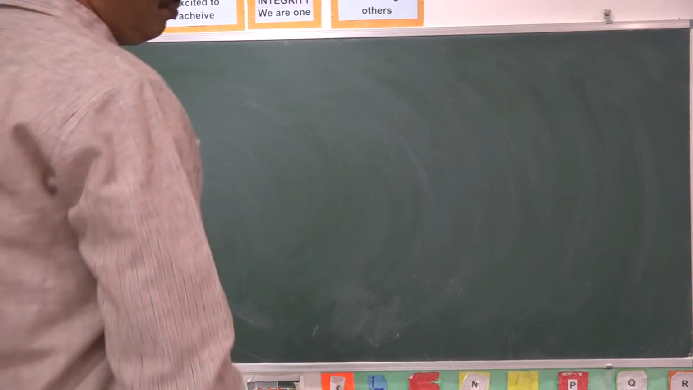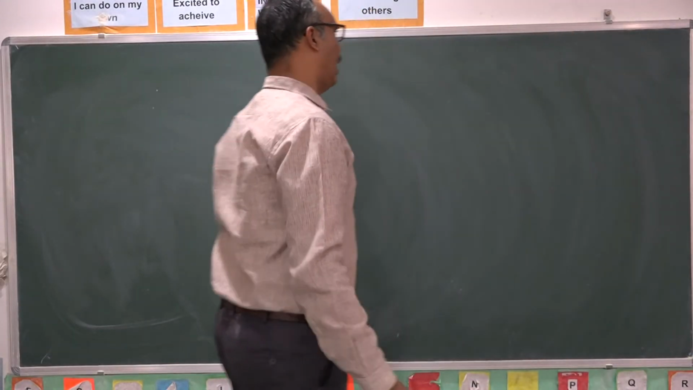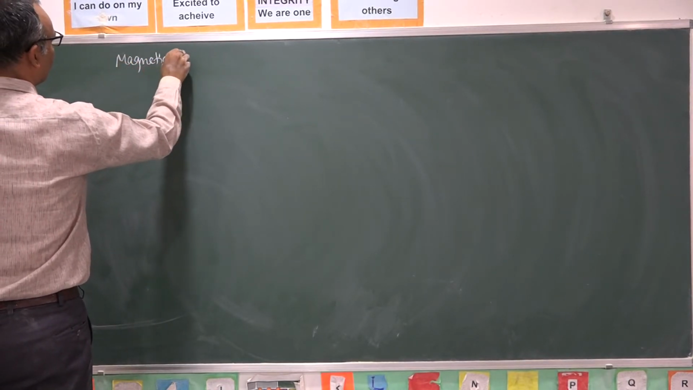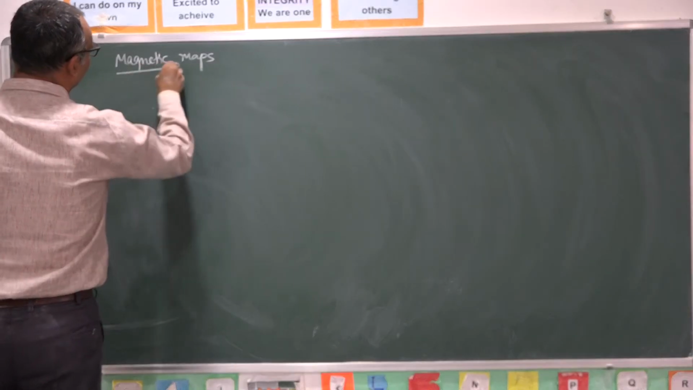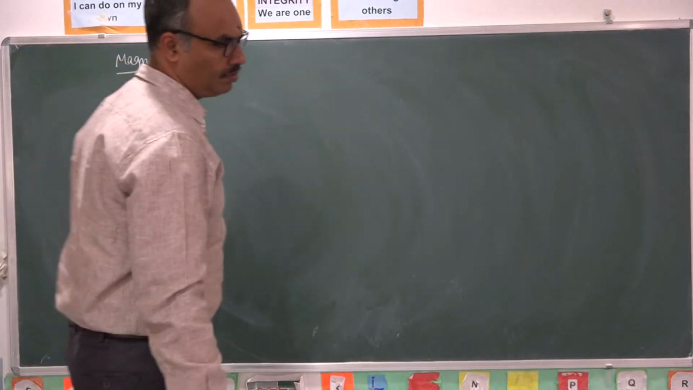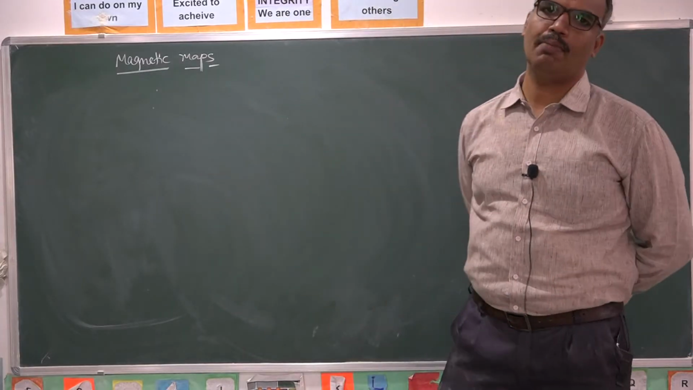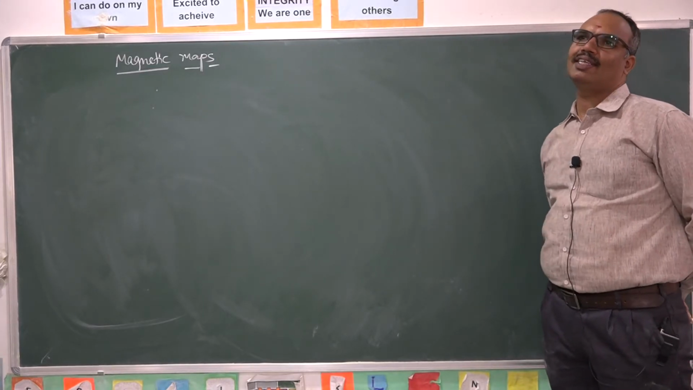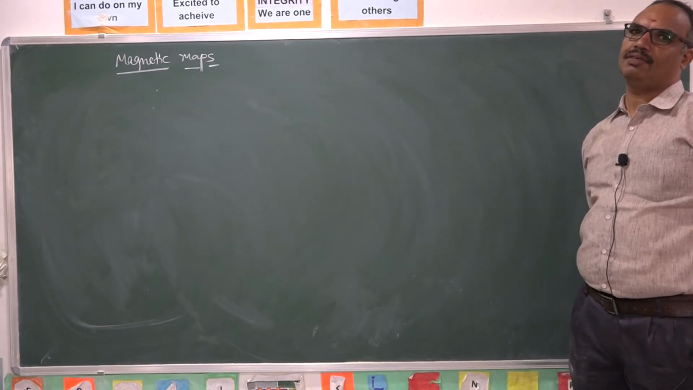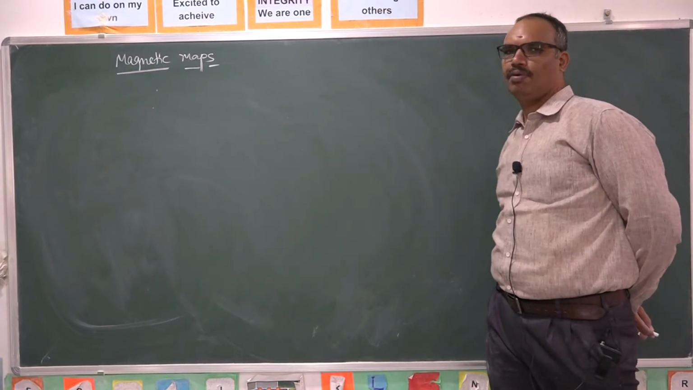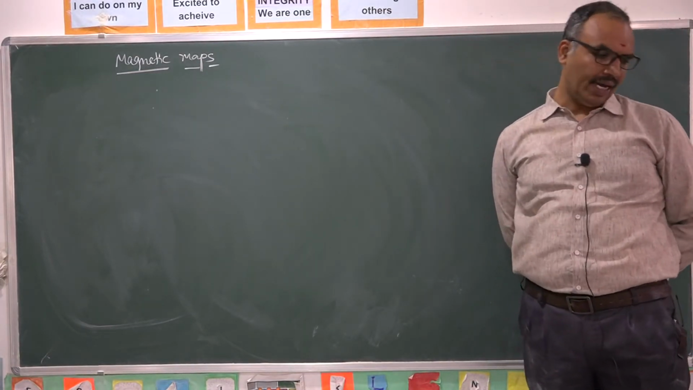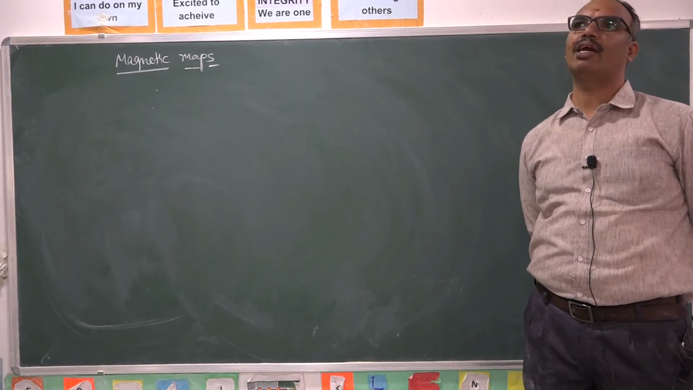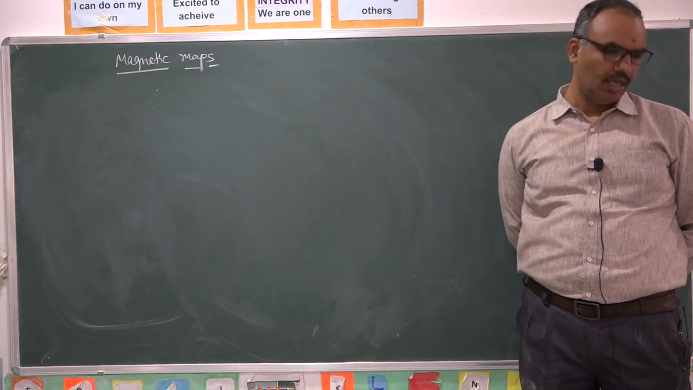Now let us discuss magnetic maps. Generally, to understand the magnetic field at a given place on Earth's surface, we need to consider the elements of terrestrial magnetism: inclination, declination and dip. Already we discussed that. Magnetic maps are maps drawn to understand the magnetic behavior of Earth at a given place.